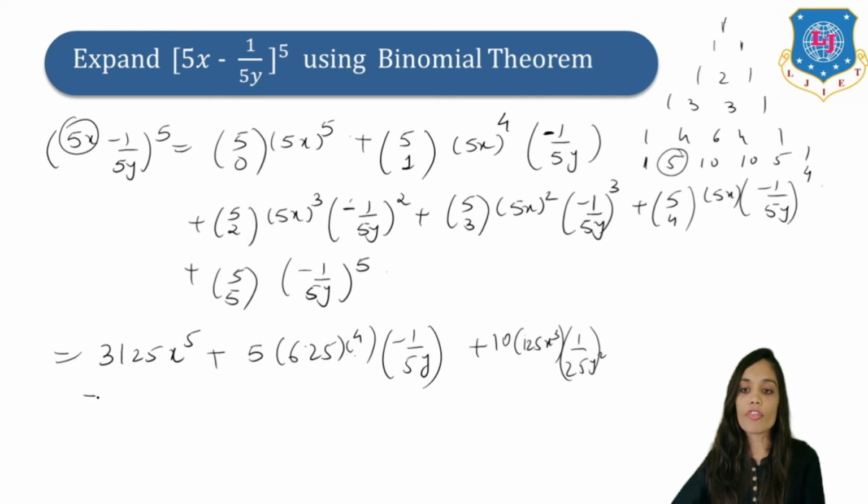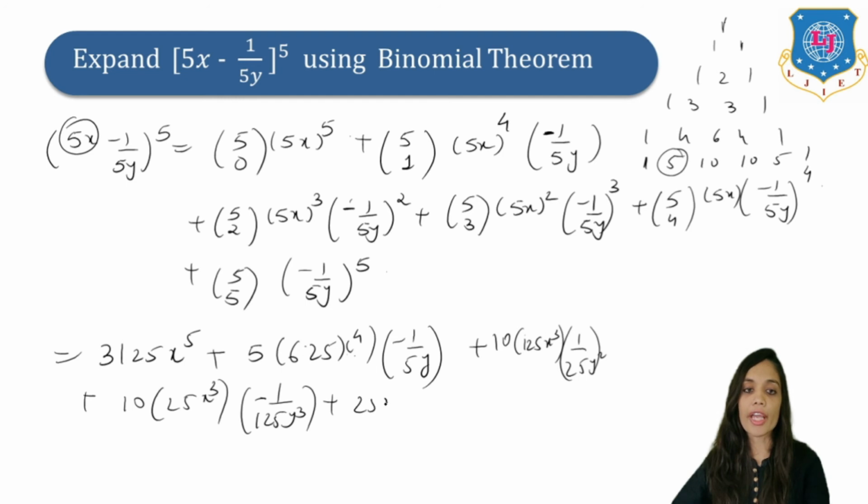Then we will have 5C3, the answer will again be 10. So we will have 25x^2 and minus 1 upon 125y^3. Now the answer of 5C4 will be 5. So 5 into 5, 25x into minus 1 upon 625y^4. So it will become plus. And lastly, 5C5 will be 1, so minus 1 upon 3125y^5.